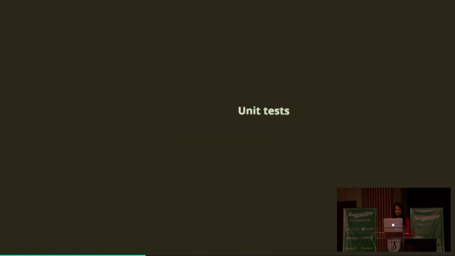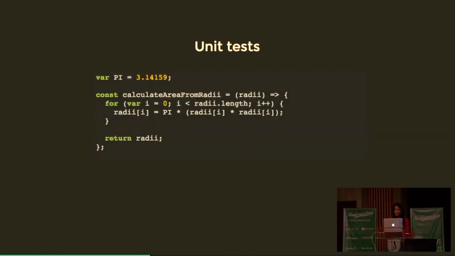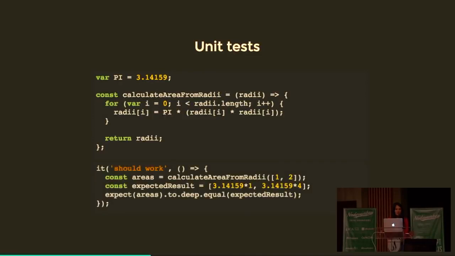Okay, let's begin. First building block is unit tests. So we have our original function, right? And we might write a test that says, this should work. You pass in an array of radii and your expected results, and you test that it equals your expected result, and that passes.